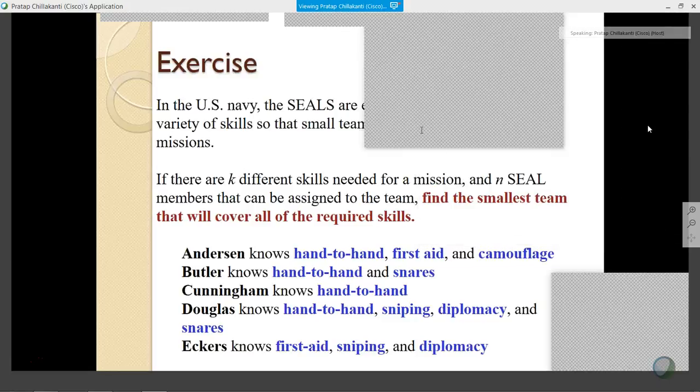So what was the algorithm behind it? Can anyone tell me? How did you arrive at that answer? That's what I'm trying to understand. And the second question is, is this a knapsack problem?